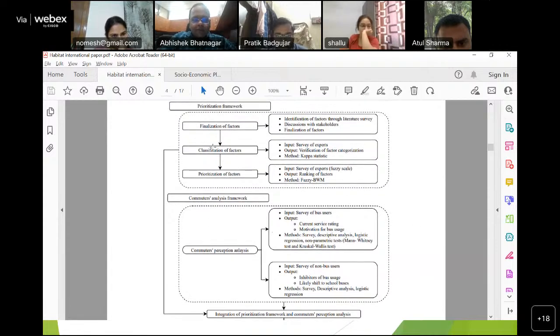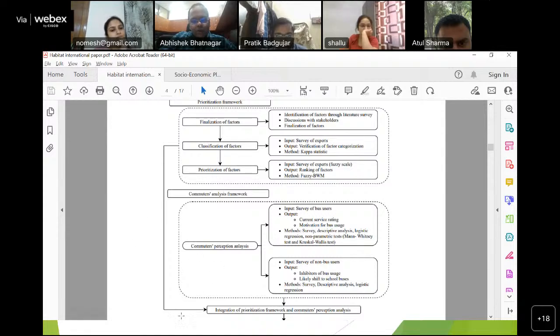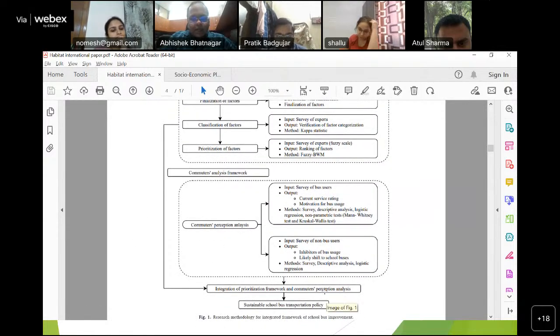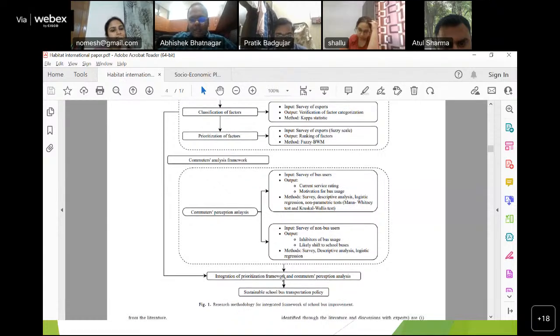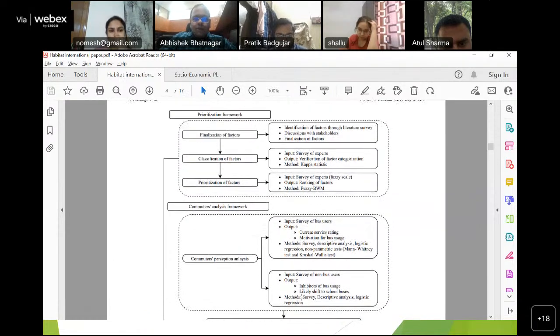So these are 2 frameworks which I have just given with the dotted lines, and then both the frameworks are integrated to prioritize these factors and take the customer perceptions together, and then it leads to a sustainable school bus transportation policy. So the thing about this framework is, if a reviewer reads this, that person is clear on how your paper flows, what the overall methodologies are, and what problem you are trying to identify and solve. And another thing is, for example, if some other school wants to use this, they just need this diagram. They need someone to develop a survey of experts, a survey for bus users and non-bus users, and they know what methods they can use. So this is what I was referring to as the generic framework.